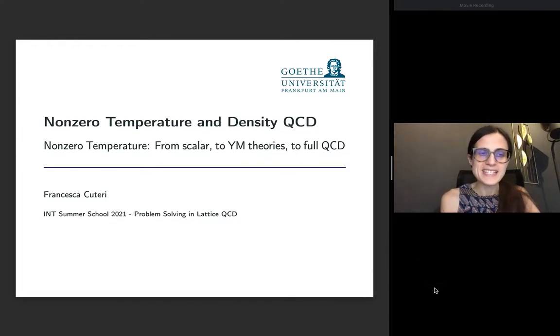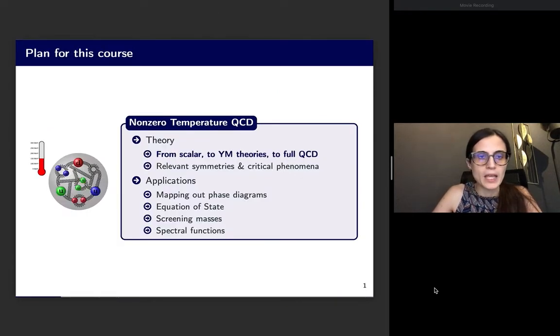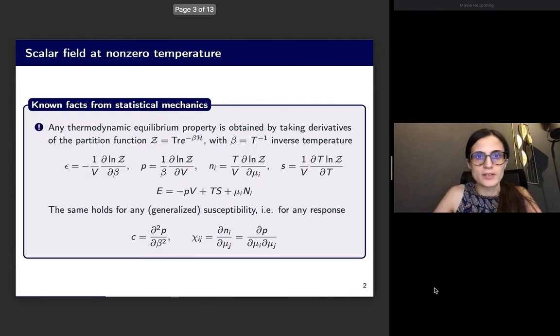All right, and now it's time to continue our journey towards non-zero temperature lattice QCD. And this we'll do in steps by first reminding some general concepts and then going over to scalar field theories, eventually to Yang-Mills and full QCD. So we are at this stage in the plan of our course, so in the theory part of the non-zero temperature QCD. Let's then review some known facts from statistical mechanics.